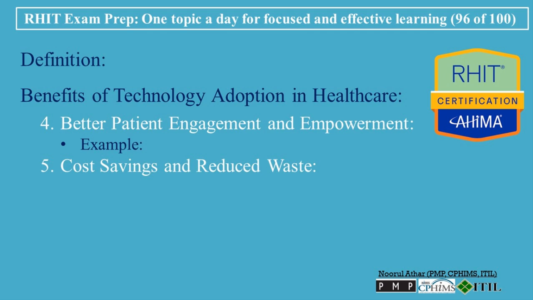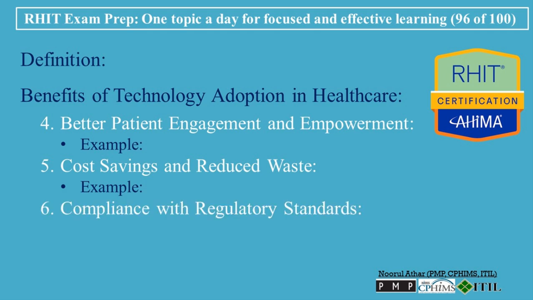5. Cost savings and reduced waste. Technology adoption can reduce healthcare costs by minimizing unnecessary tests, streamlining care delivery, and reducing hospital readmissions. Automation and data analytics also help optimize resource use and reduce waste. Example: a hospital reduces unnecessary imaging tests by using clinical decision support tools that alert providers when a test is not needed based on the patient's clinical history.